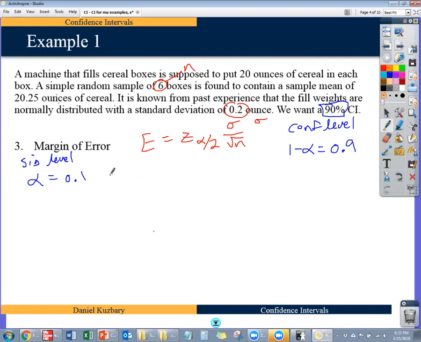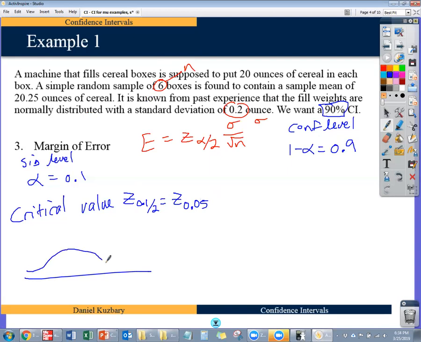So I'm looking for the critical value z sub alpha over 2, or z sub 0.05. What that means is on my standard normal distribution, I'm looking for the value z for which the area to the right of z is equal to 0.05. Okay, so this is the really messy, complicated thing. If this isn't making any sense to you, I would refer you to the video I made on constructing.